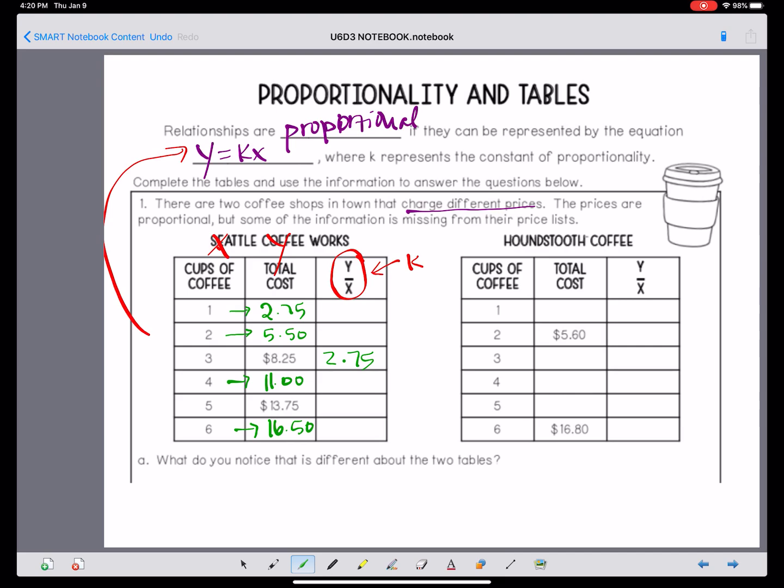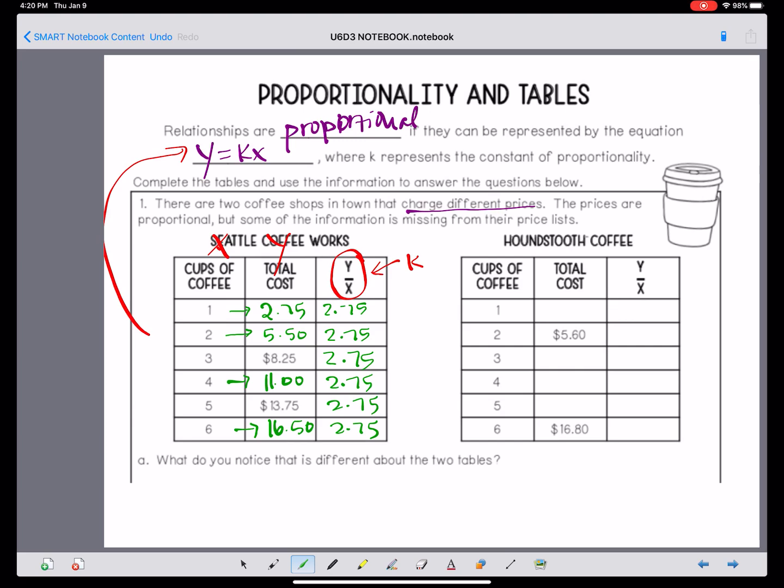So if I wanted to figure out if there is a constant in this third column, I'm going to take my y value and divide it by my x value. So $2.75 divided by 1 gives me $2.75. $5.50 divided by 2 gives me $2.75. 11 divided by 4 also gives me $2.75. Every single one of these is going to give me $2.75.